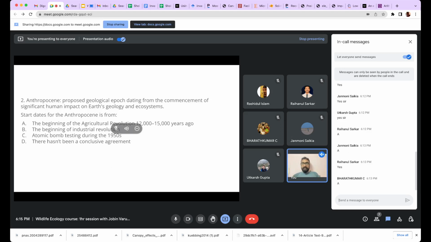Then beginning of industrial revolution, obviously a lot of machines started coming up, so things were faster, food production got faster, etc. And then atomic bomb testing, another technological advancement, which brought us to this stage in about 70 years after that testing. So that could also be one of the start dates of Anthropocene, but technically nobody has come to a conclusive agreement as to the exact start date. So the answer is D. I hope everyone's okay with that. Should I go ahead?